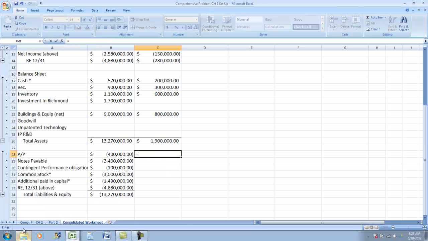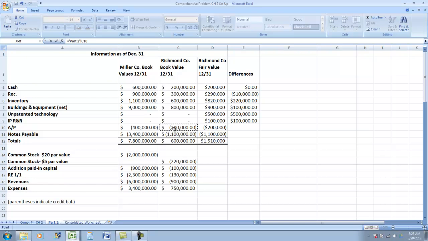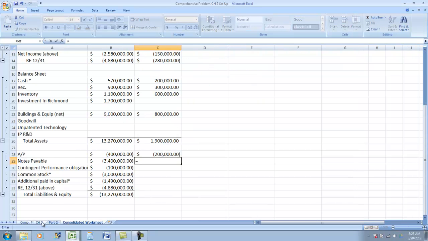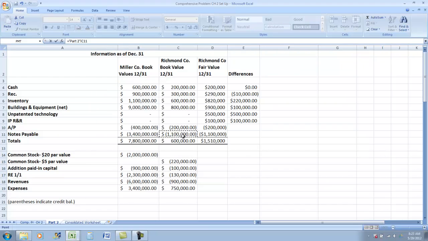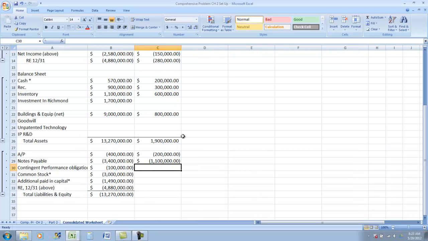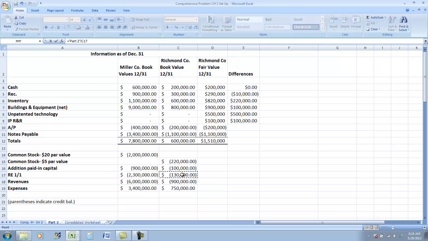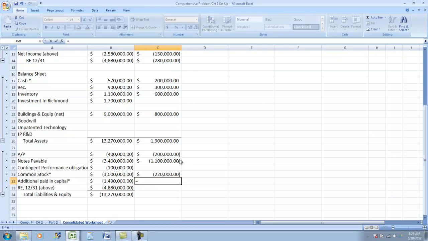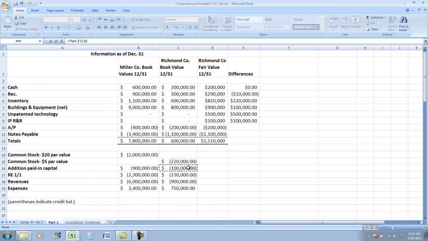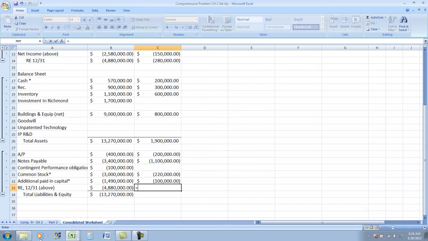Now we need accounts payable. We need notes payable. We don't have the contingent liability. We need their common stock book value. Common stock book value right there. We need their additional paid in capital book value. And we need retained earnings from above. Alright.